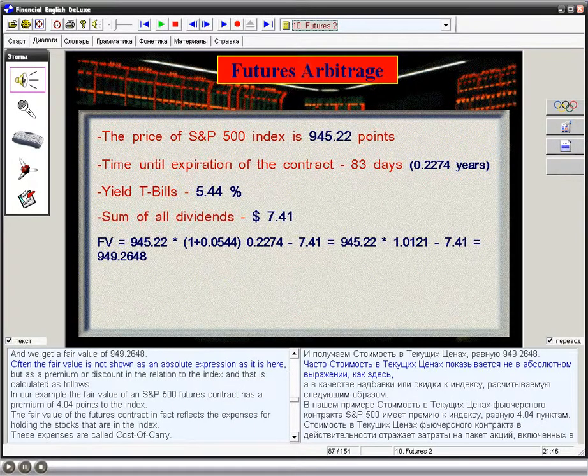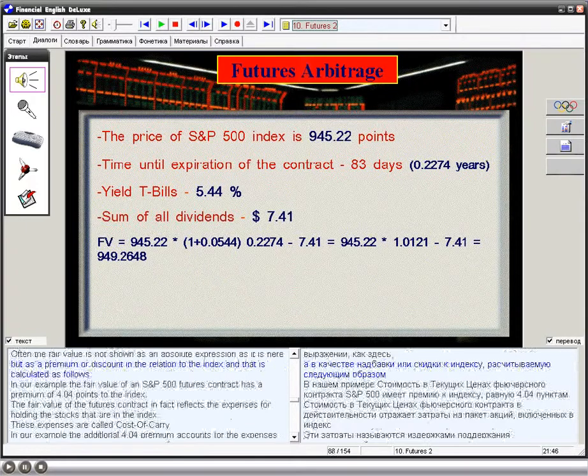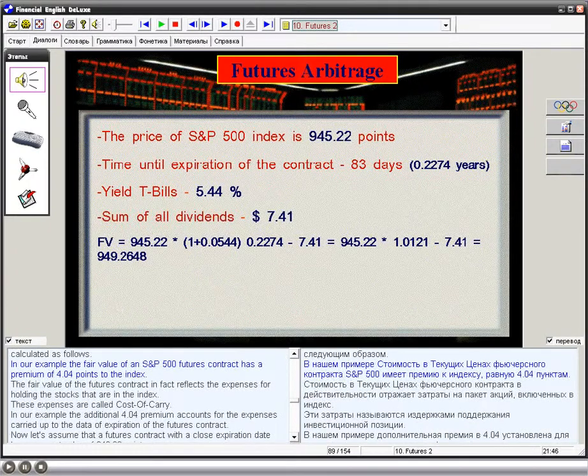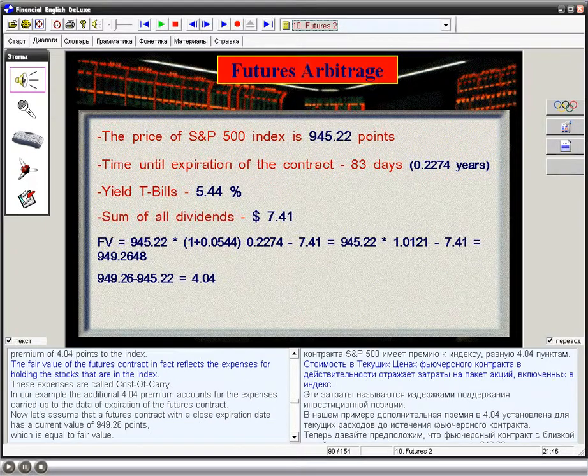Often the fair value is not shown as an absolute expression, as it is here, but as a premium or discount in relation to the index, and that is calculated as follows. In our example, the fair value of an S&P 500 futures contract has a premium of 4.04 points to the index.